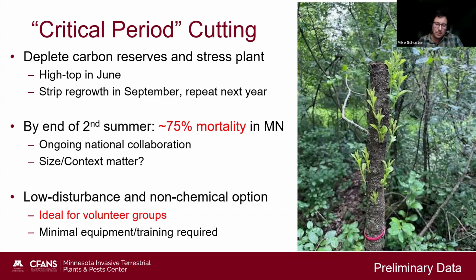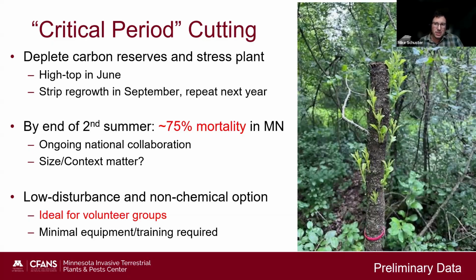We're still trying to figure out the details about if size and context matters and to what extent, but in broad strokes, looking at stems that were grown in really diverse light conditions, that range from pencil size to a foot, 2 foot in diameter, really giant stems, we have about that 75% mortality, which is encouraging.